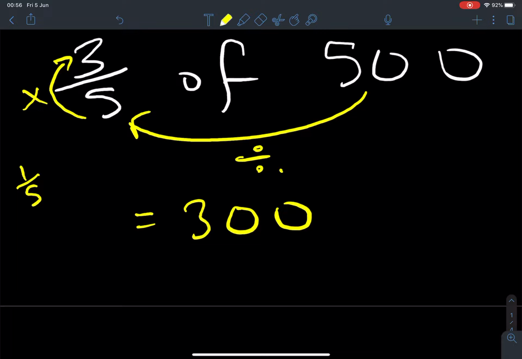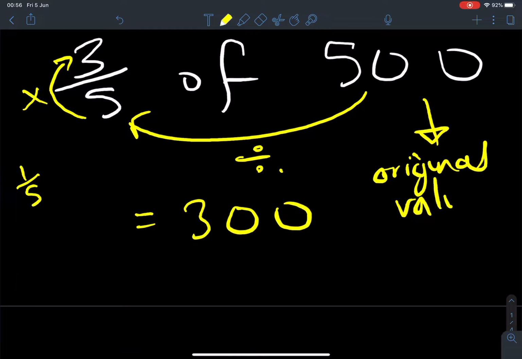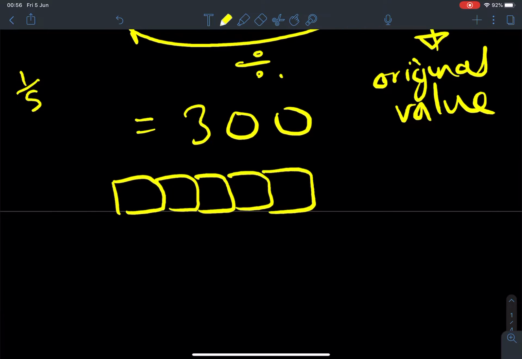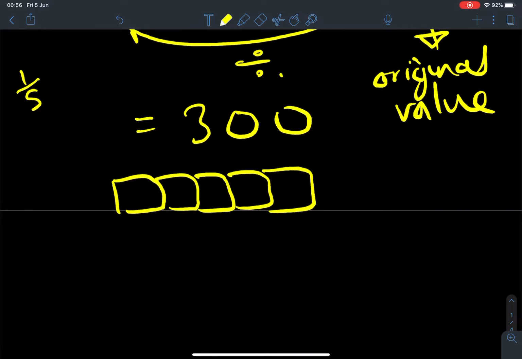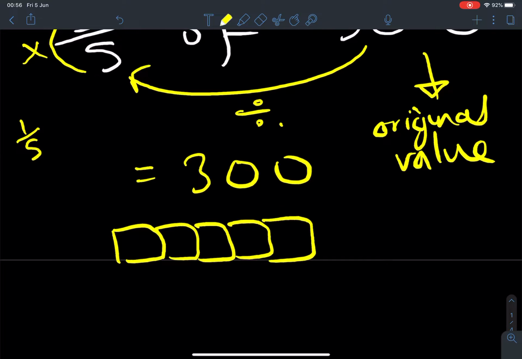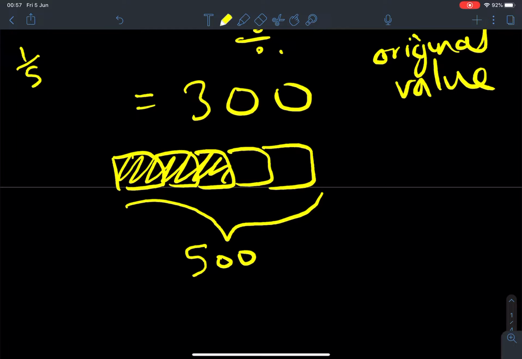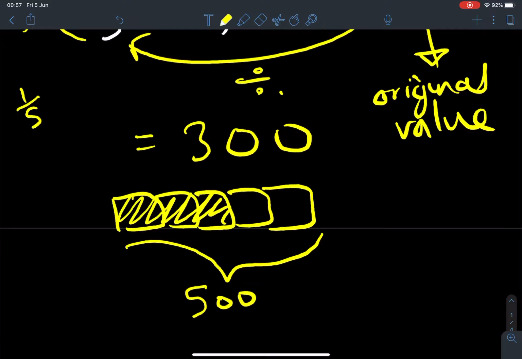3/5 of 500. 500 is your original full value. 3/5 means that you split a number, in this case 500, into 5 parts, and 3 of them add up to a certain value which you're trying to work out. So in this case the original full value is 500, and you're interested in working out just the value of 3 of them. So what you want to do is work out the value of one of these boxes.